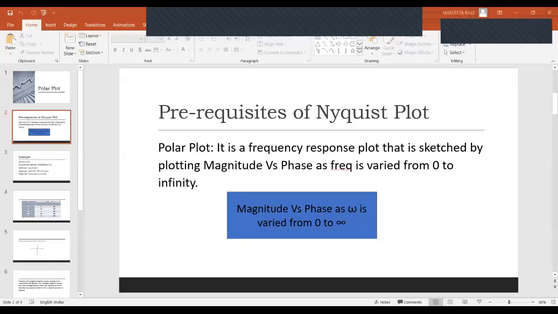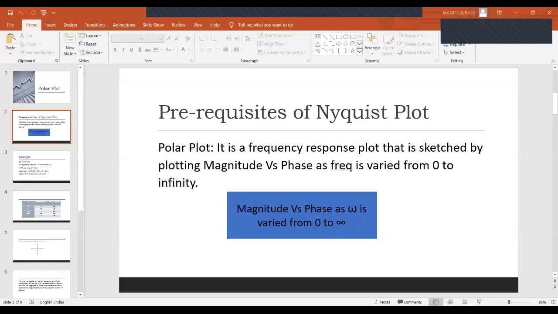So in basic concepts, the polar plot and Nyquist plot are different from the Bode plot in the sense that frequency is varied from 0 to infinity, but we are not plotting magnitude or phase with respect to frequency. We are plotting them against each other. Let me share a screen with you now, which will give you the idea of how the polar plot is sketched. The polar plot is a frequency response plot that is sketched by plotting magnitude versus phase as frequency is varied from 0 to infinity.